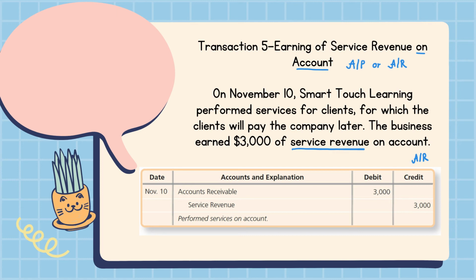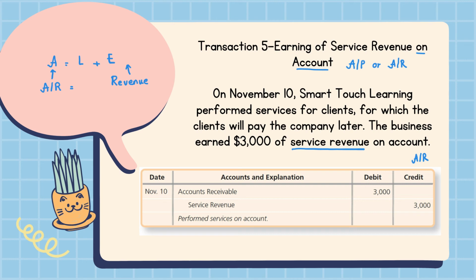Now, what is the accounting equation? It is assets equals liabilities plus equity. Revenue is under equity and accounts receivable is under assets. Now, revenues will always increase equity. Now, I need to increase my accounts receivable because I just created this account for this customer.